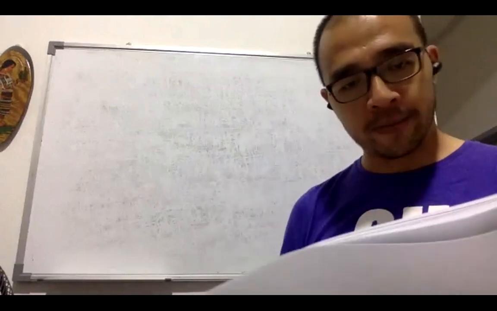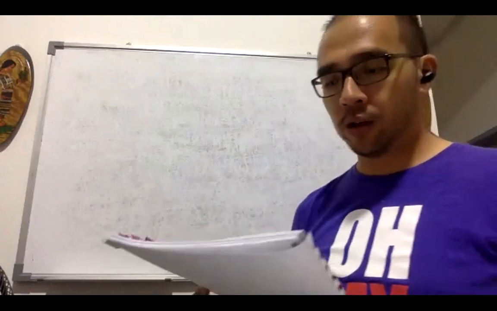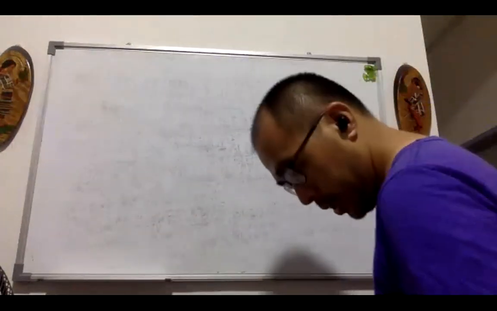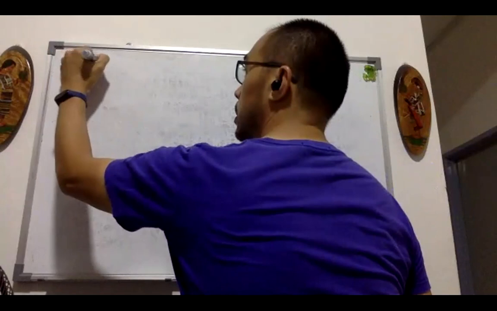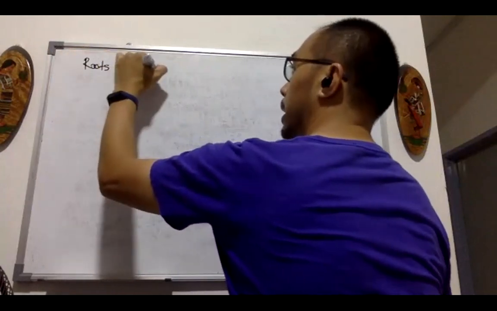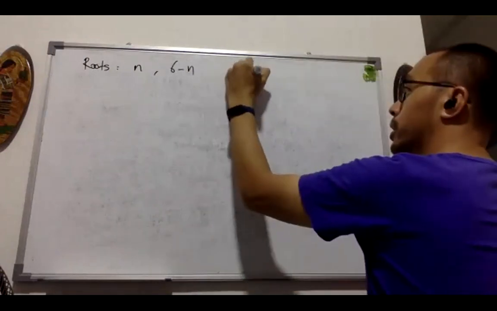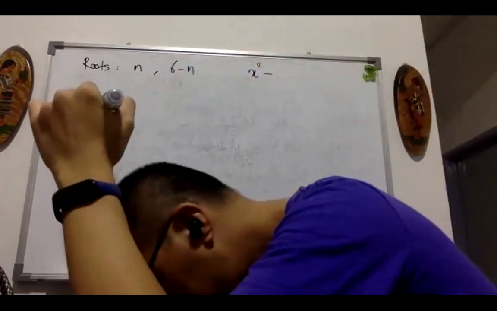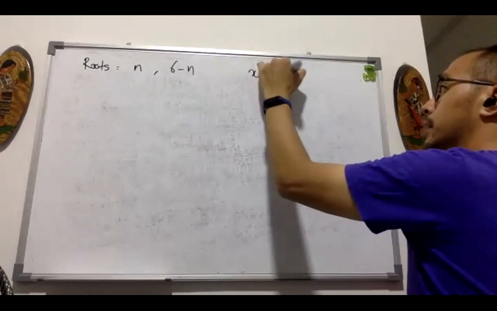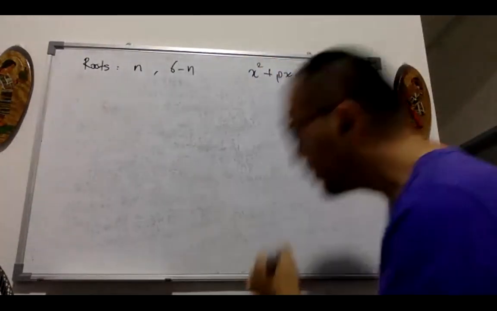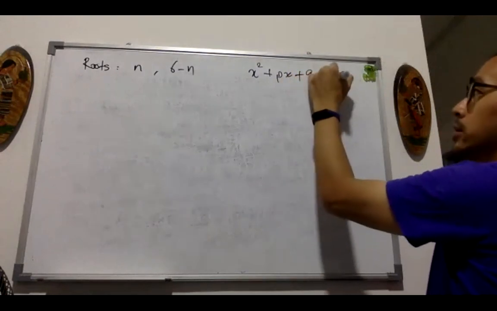It's given that n and 6 minus n are the roots of the quadratic equation. Oh, here's a compare question. So, you're given the roots n and 6 minus n. Okay, and then you're given the quadratic equation x squared plus px plus 9 equals to 0.